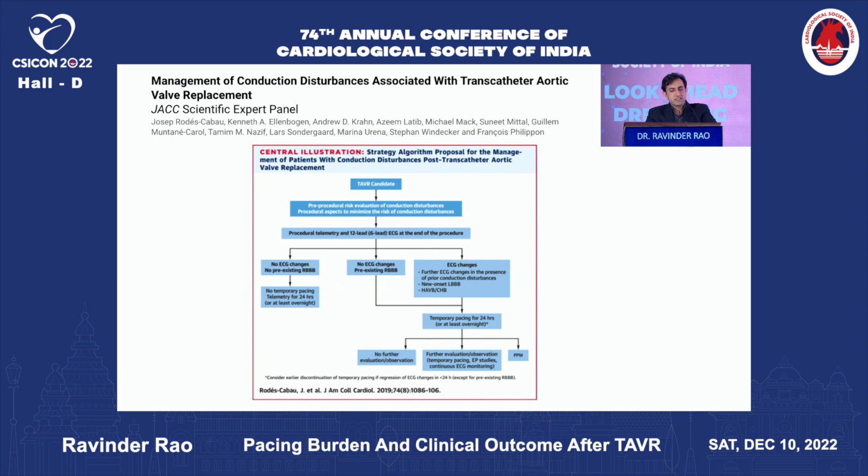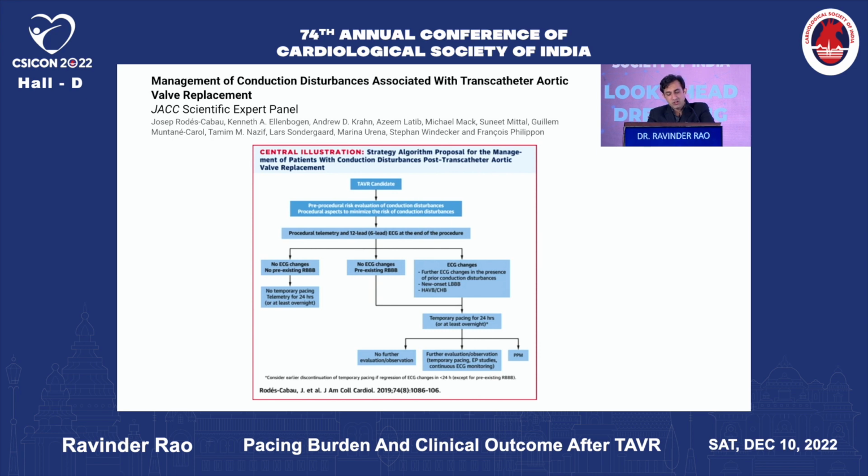So how do we manage conduction system abnormality associated with TAVR? For a TAVR candidate, pre-op evaluation is very important. We can do a Holter monitoring and then procedural telemetry and 12-lead ECG at the end of the procedure. No ECG changes, no pre-existing right bundle branch block, the temporary pacemaker is removed within 24 hours. No pre-existing right bundle branch block, but the ECG remains the same as what it was before, leave the pacemaker for 24 hours and evaluate.